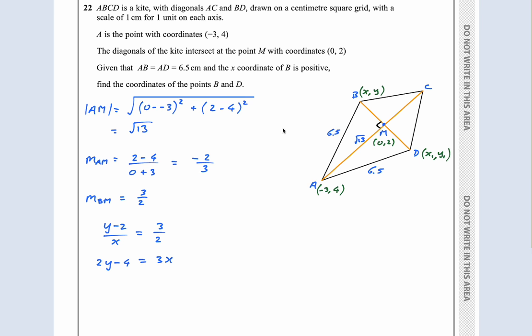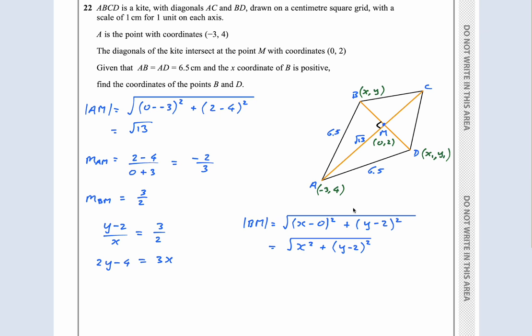Fine. My next equation is this Pythagoras thing that I said I was going to do. Let's get the length BM. Now the length BM is going to be the square root. Again, it's the distance between 2 points, and it's x minus 0 squared, plus y minus 2 squared. And this is equal to just the square root of x squared plus y minus 2 squared.